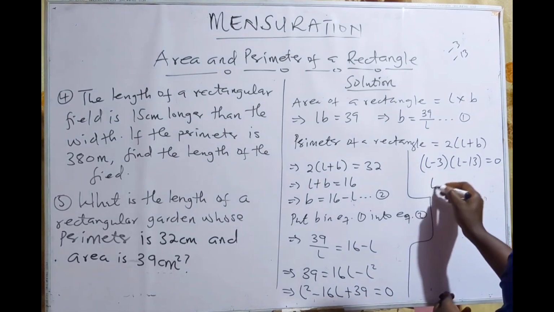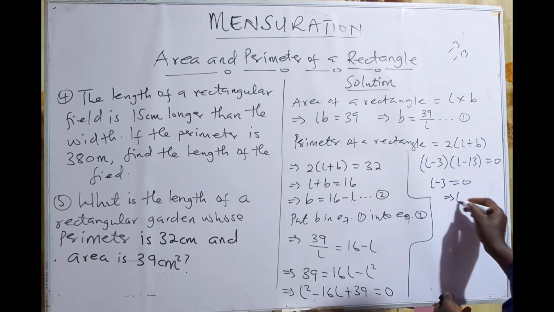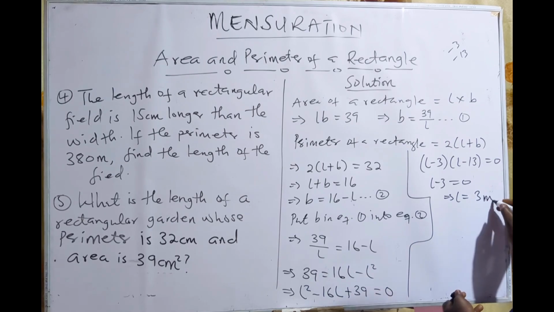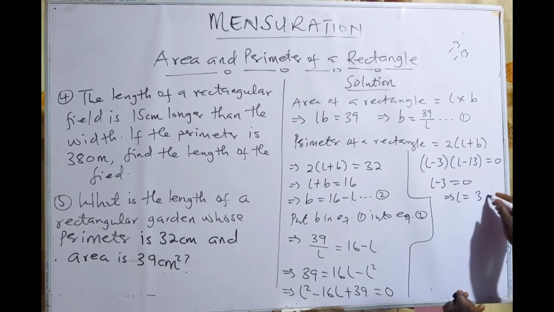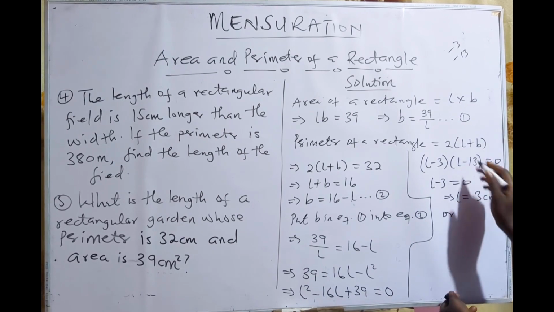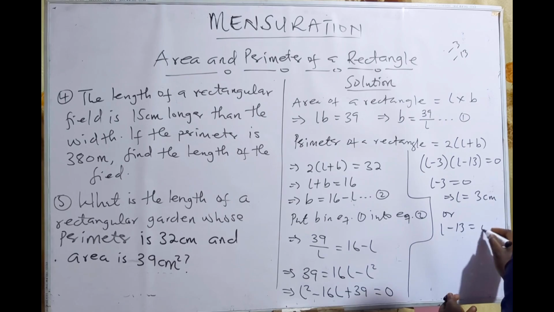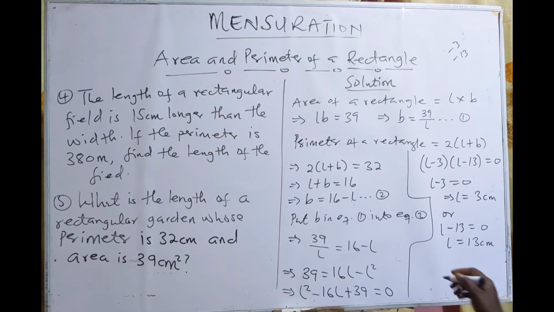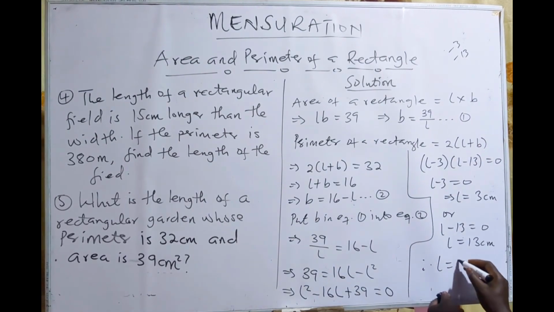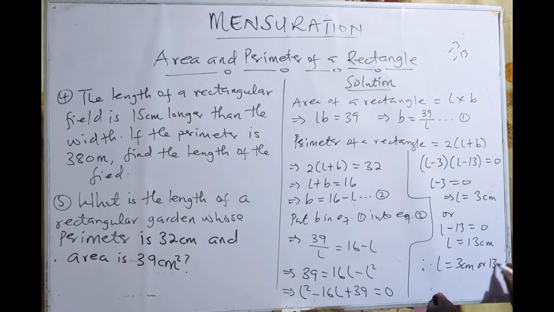So my L minus 3 equal to 0 means the length can be 3. We're given centimeters. Or my L minus 13 is equal to 0, which means the length can also be 13 centimeters. So the length of the field is either 3 centimeters or 13 centimeters. We have two values for the length. We're asked to just find the length.